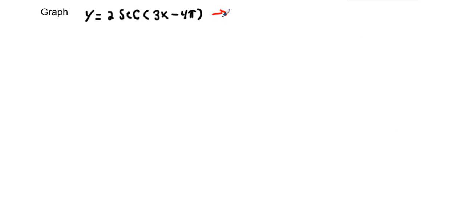So just as we did in the other video, we're going to first rewrite this using its reciprocal function. So I'm going to write exactly what it says, not going to change anything, but simply write, instead of secant, I'm going to write sine. So we have the sine of 3x minus 4 pi.